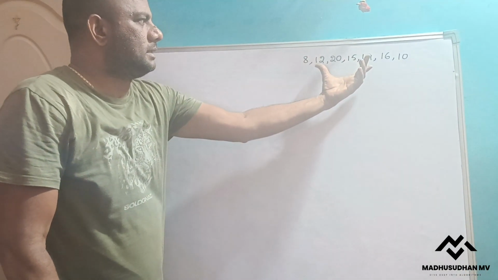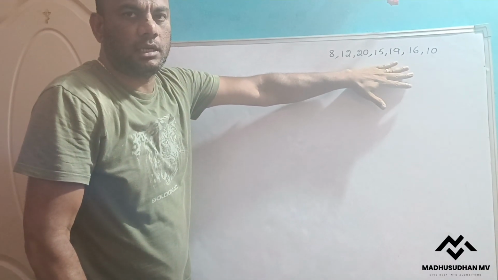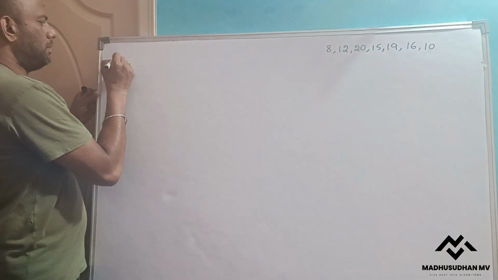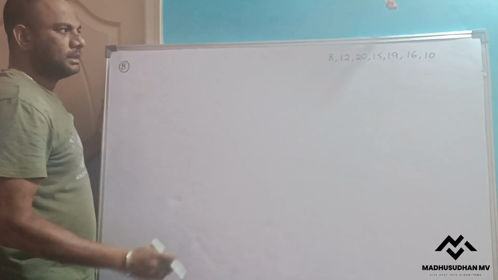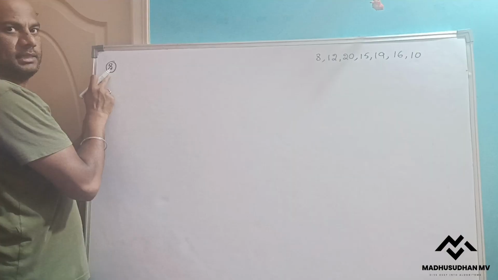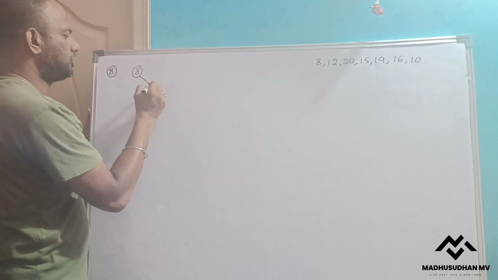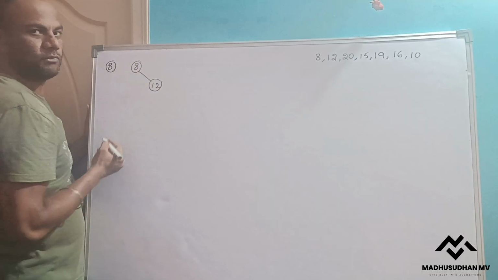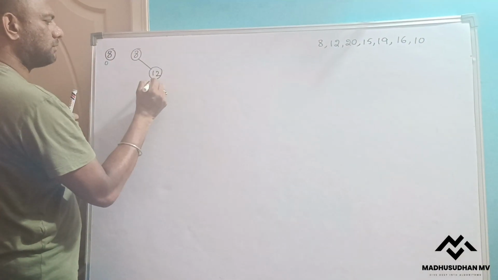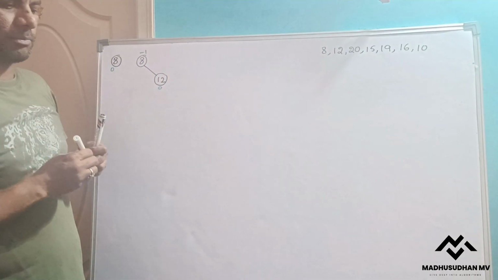Let us take this sequence of numbers given. For these elements, I need to construct an AVL tree. First element 8, so that will be the root. Next 12. So 12 is greater than 8, so it should come towards the right. I will attach it as a right child. Fine. So now the balance factor is 0, and here 0 minus 1. So perfectly balanced, not a problem.